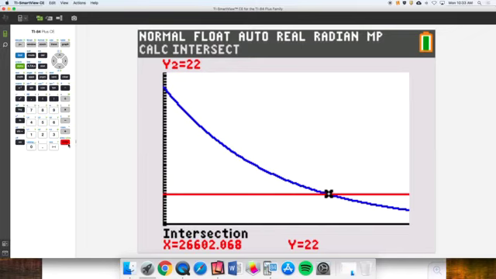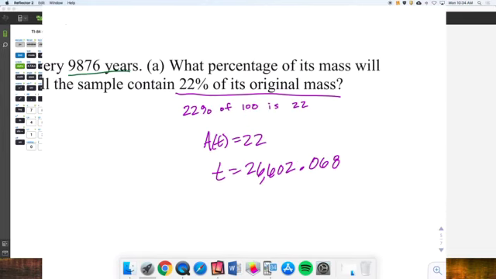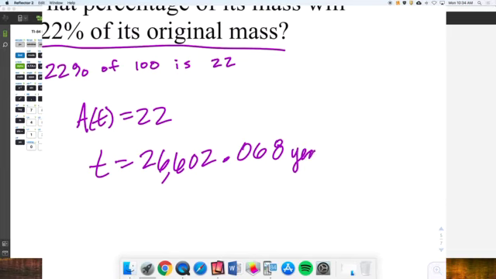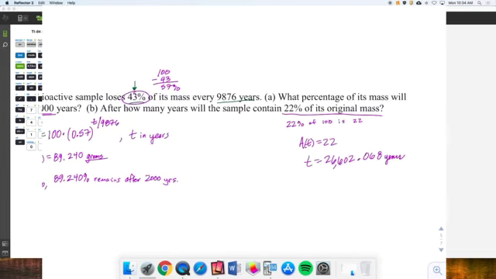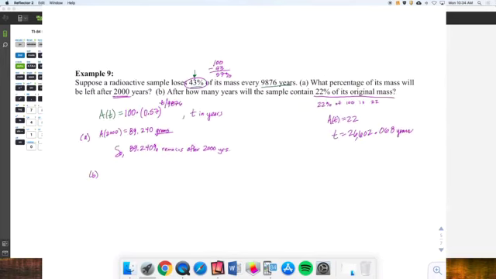T equals 26602.068. That's 26,602 and 68 thousandths. What? Unit? Years. Yeah. Now that is the answer. Okay? How long does it take to get 22% of its original mass? It's that. Okay, we're done for the day.